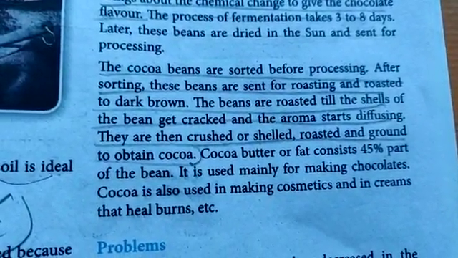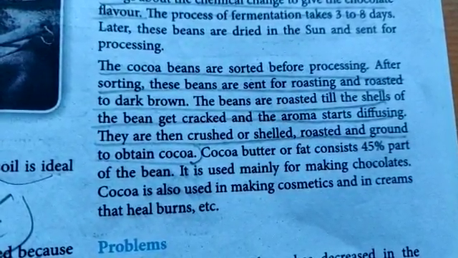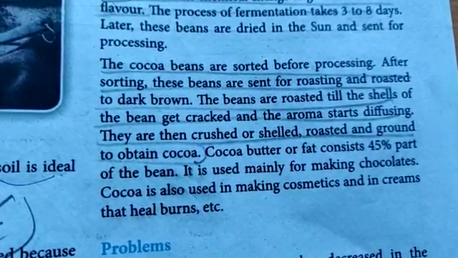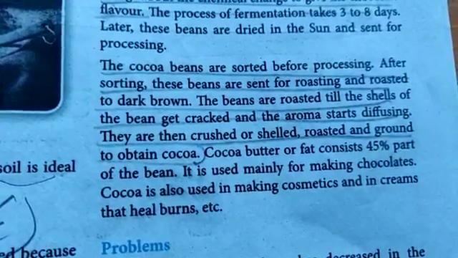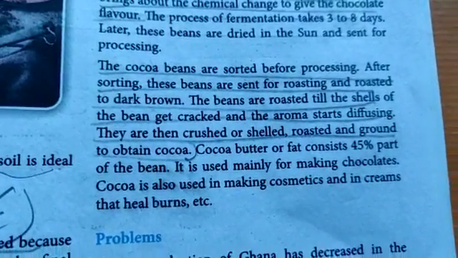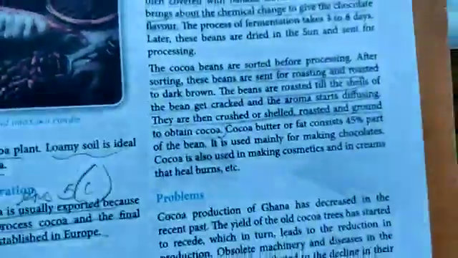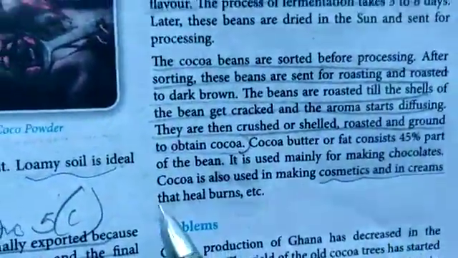Cocoa butter, or fat, makes up 45% of the bean. It is used mainly for making chocolates. Cocoa is also used in making cosmetics and in creams that heal burns, etc. This is one very important cosmetic use where cocoa is concerned. It is also used for medicinal purposes that heal burns, etc.